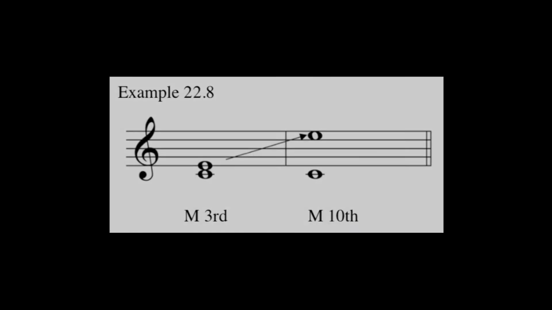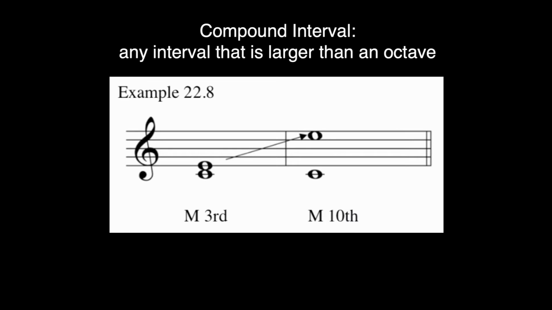Compound intervals. Now, an interval is compound when it is larger than an octave. Remember, every interval we've looked at so far has been no bigger than an octave. Compound intervals will have the same qualities as their equivalent simple intervals. Those are the ones that are not larger than an octave.